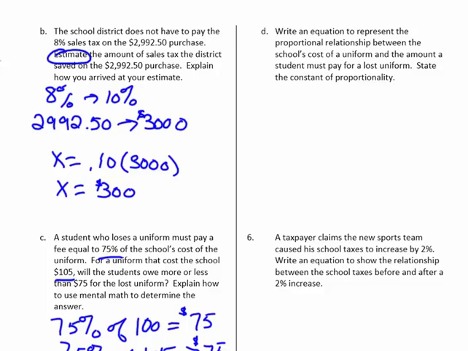Write an equation to represent the proportional relationship between the school's cost of a uniform and the amount a student must pay for the lost uniform. So I'm going to say that S is for student, so the student cost is 0.75 times the district's cost. I'll use D. So the constant of proportionality is your percent. There is your constant of proportionality. So we're combining what we did with proportional relationships with percents, because they're proportional relationships. It's done as a decimal.